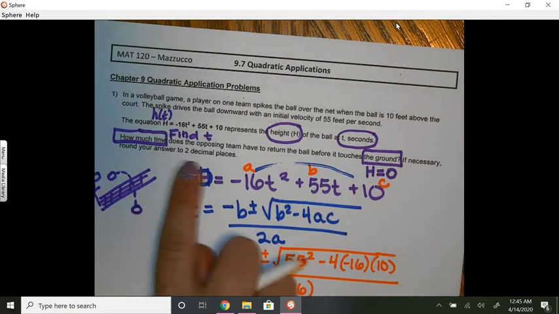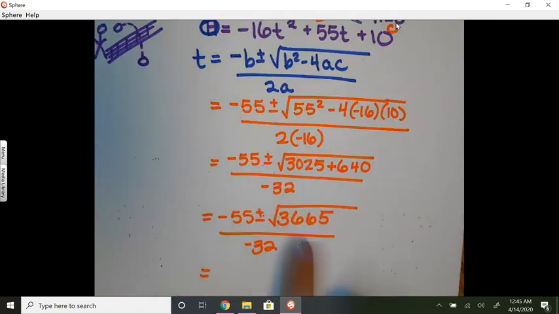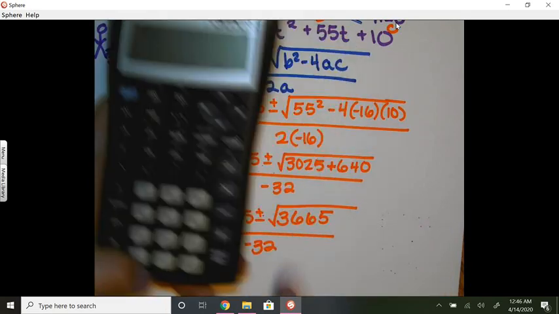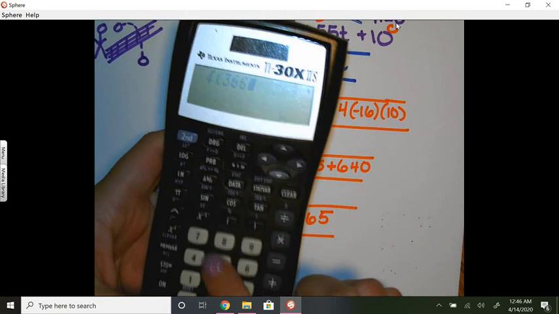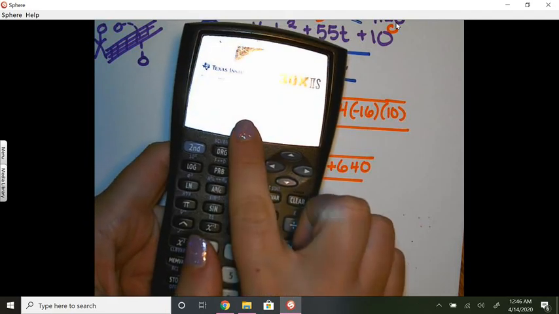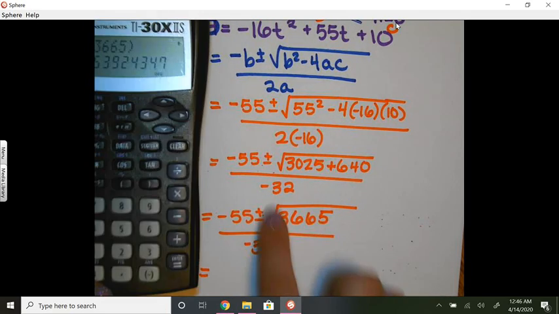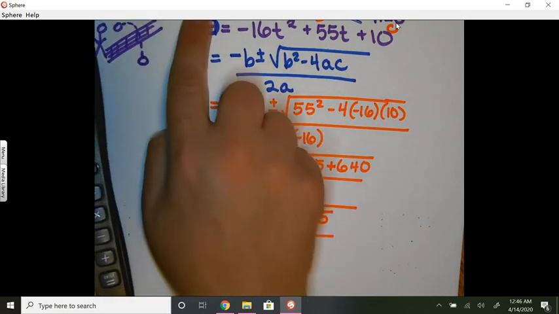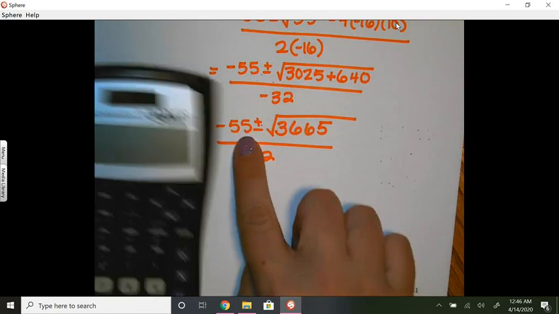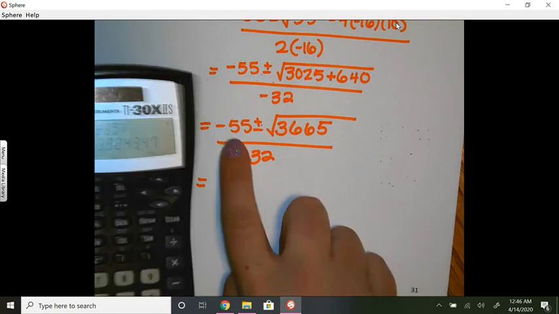Now it says, if necessary, round your answers to 2 decimal places. So I want to see if this can be simplified. It's a pretty large number, the square root of 3,665. Nope. So because this can't be simplified and it tells us to round our answer, put our answer as a decimal, it doesn't say we need an exact answer. We're going to go ahead and put this whole thing in our calculator, so follow along with me.